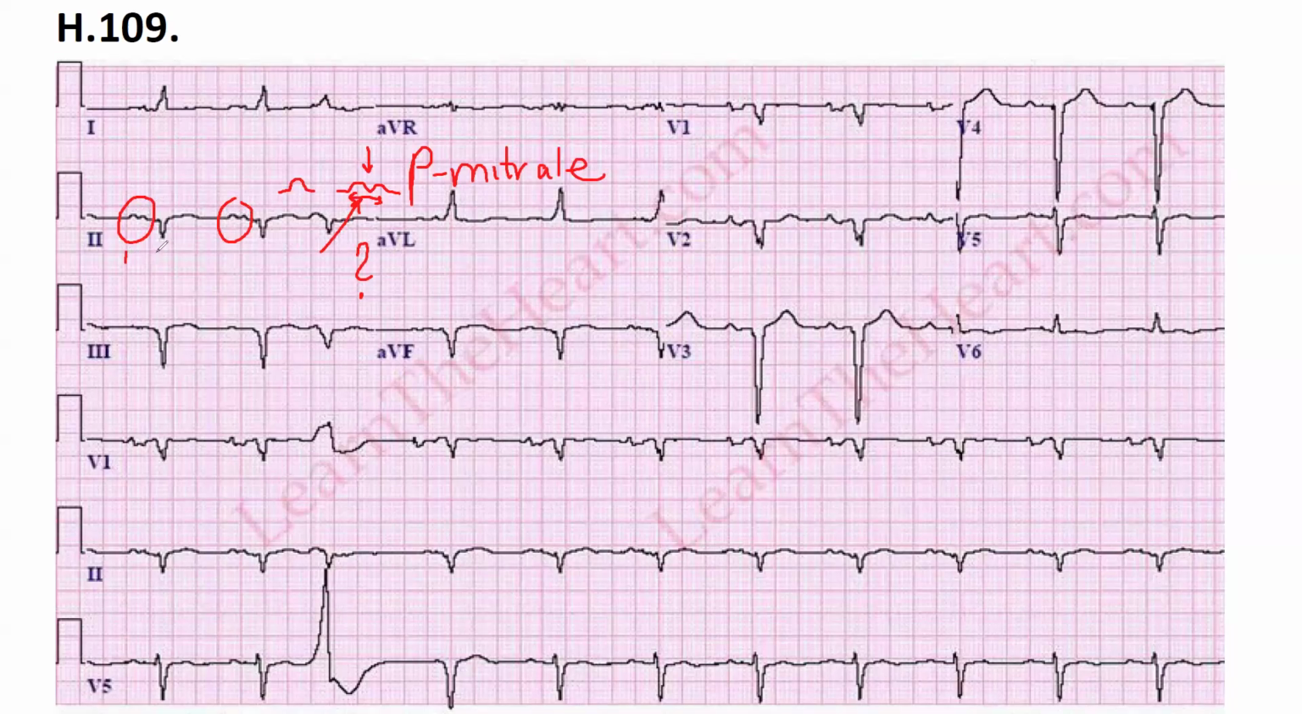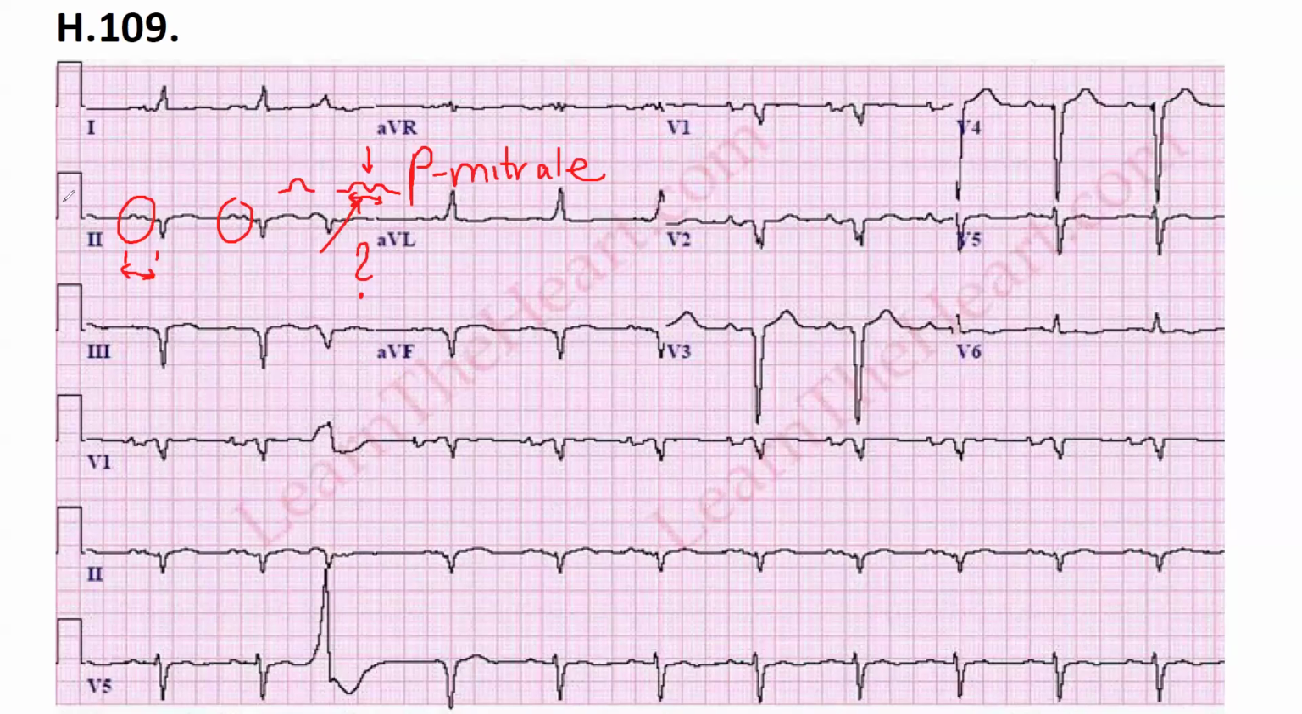Let's look at the PR interval. This is the PR interval. It's longer. What does it mean? Some kind of block between the atria and the ventricles contraction, it's longer. So we then have a conduction abnormality between the atrium and the ventricle.